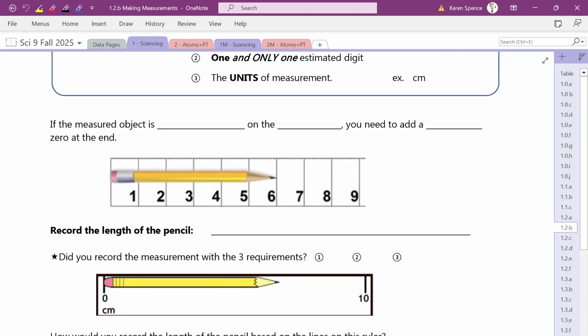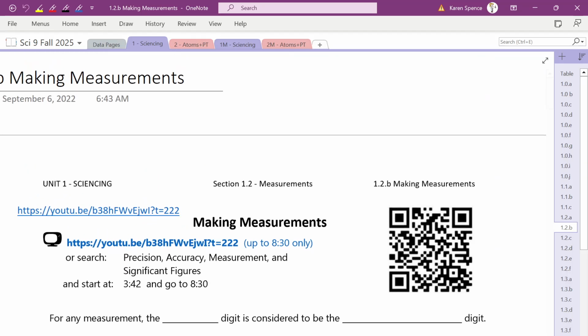This is page 25. If you are done, you can turn to page 25.